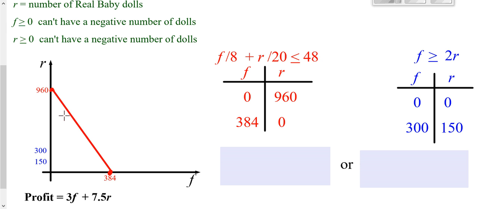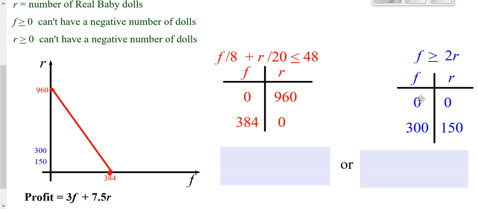Because we're less than, we would be shading down here in the triangle. And by the way, I'm only looking at the first quadrant because F greater than or equal to 0, R greater than or equal to 0 is only the first quadrant. Now notice when I did my t-charts, I chose to do F and then R. F is in the normal X spot, so I'm putting that on the horizontal axis where X normally is. R is in the normal Y spot, so that's why I have R in the normal Y spot.